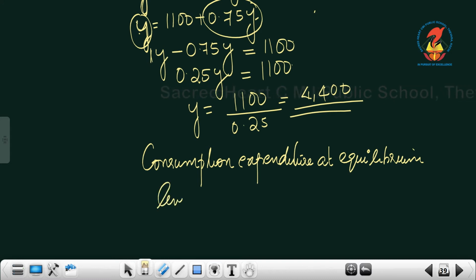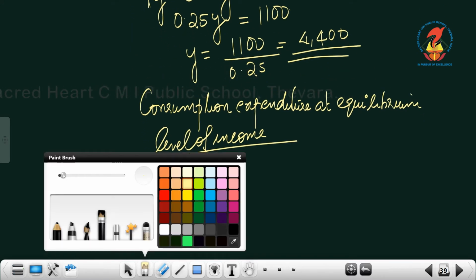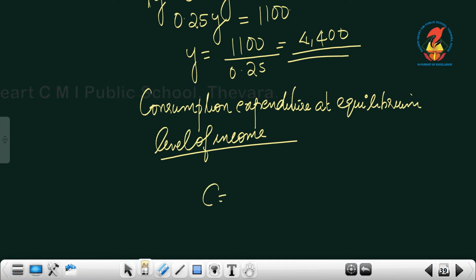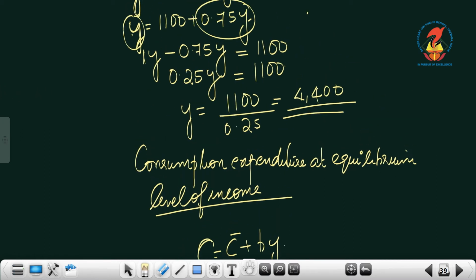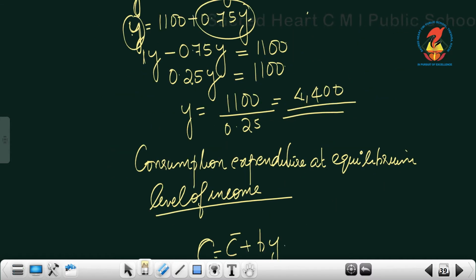Consumption expenditure at equilibrium level of income. How will you find out consumption expenditure at equilibrium level of income? Using the equation C is equal to C bar plus BY, where you have to find out this C. So write the C like that. C is equal to, what is C bar plus BY? You already know what C bar plus BY is. C bar plus BY is 100 plus 0.75 Y. So you may write that.